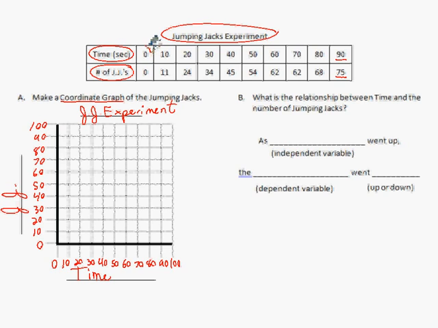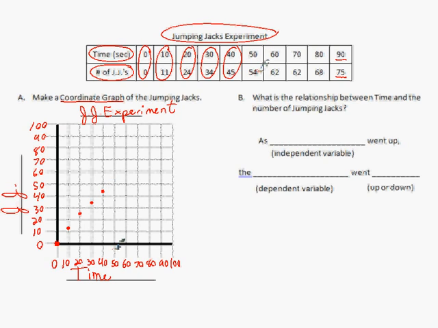The coordinate pairs are pairs of numbers. All of these pairs of numbers where you have a number of time and a number of jumping jacks. So I'm going to start left to right. At 0 seconds, we have done 0 jumping jacks. At 10 seconds, we have done 11 jumping jacks. So 10, 11 is between 20 and 10. You have to estimate. At 20 seconds, we've done 24 jumping jacks, so right about there. At 30 seconds, we have done 34 jumping jacks, so right about there. 40 seconds, 45 jumping jacks, right about there.